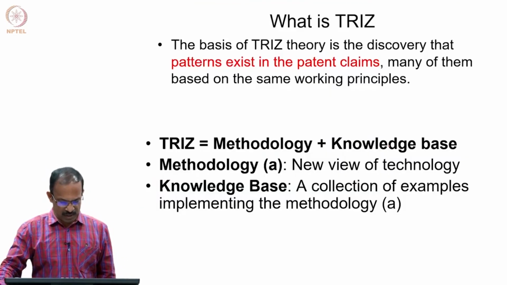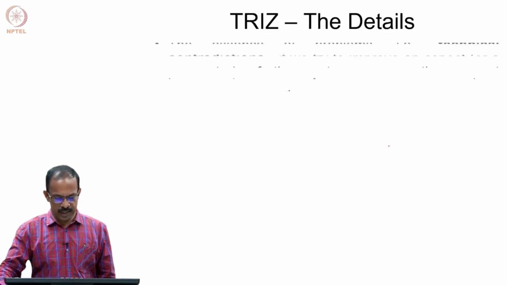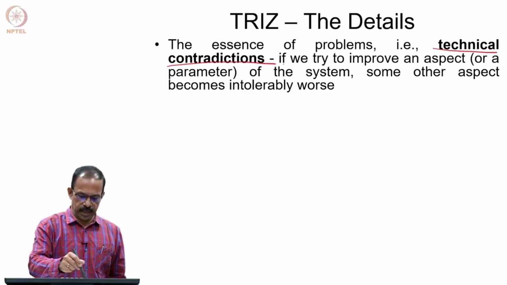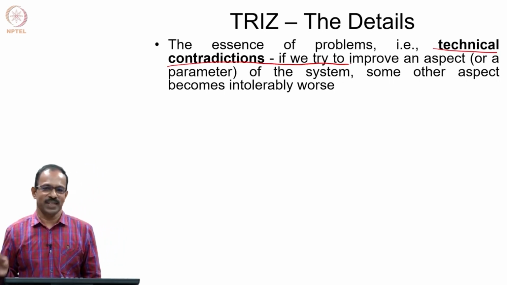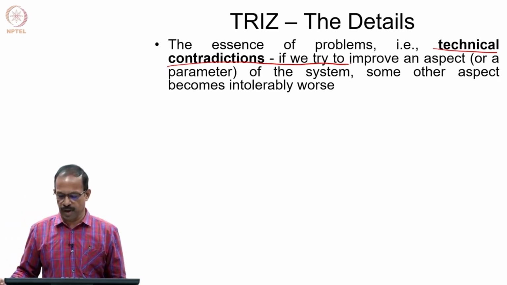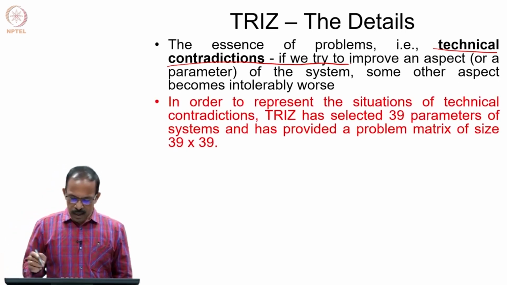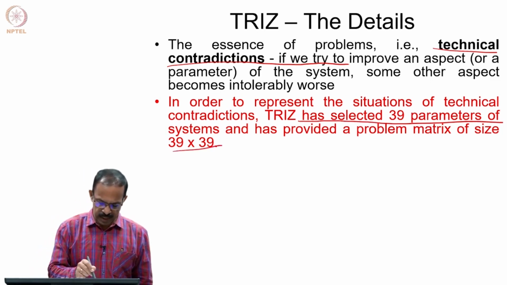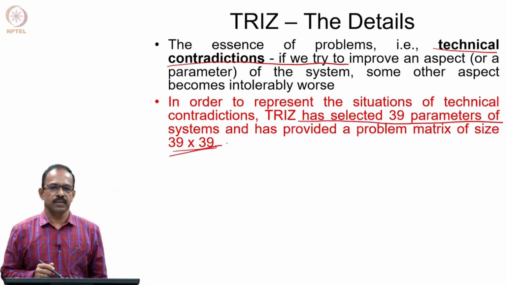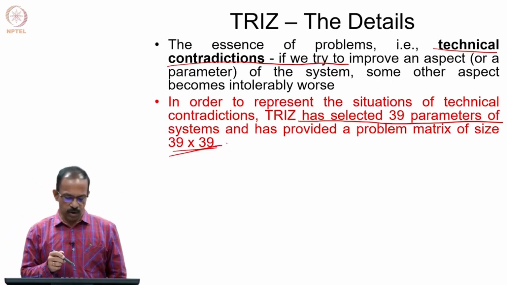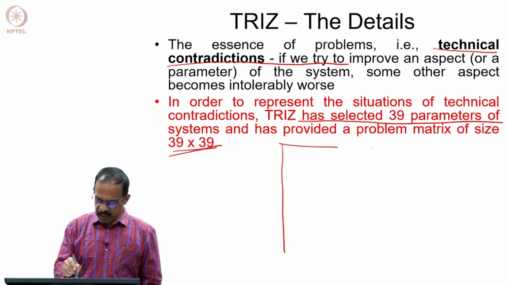Okay, so what is TRIZ? Let me go to the details. The essence of the problem is technical contradiction. TRIZ says that the technical contradiction is the most important thing that needs to be understood in any design problem. What is the contradiction that you have? They identified that there are only 39 parameters of systems and provided a matrix of 39 by 39. So he identified there are only 39 parameters, and now you can create a matrix of the 39 parameters.